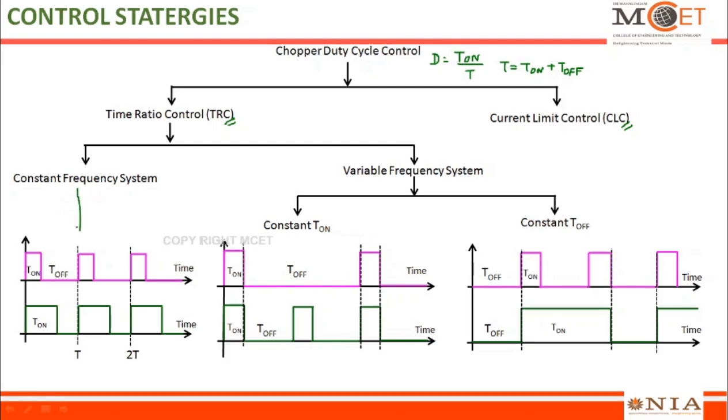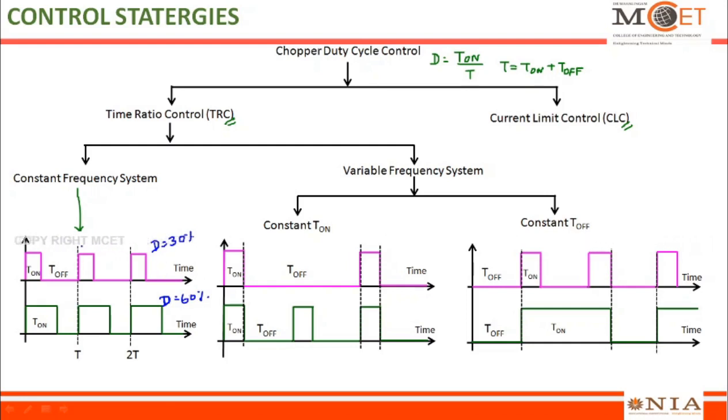Constant frequency system waveforms are given here. Here there are two waveforms, one for duty cycle equal to 30% and another for duty cycle equal to 60%. This is for all the three. I have given three different classifications, and for all the three I have drawn two waveforms, one for duty cycle equal to 30% and the other for duty cycle equal to 60%.